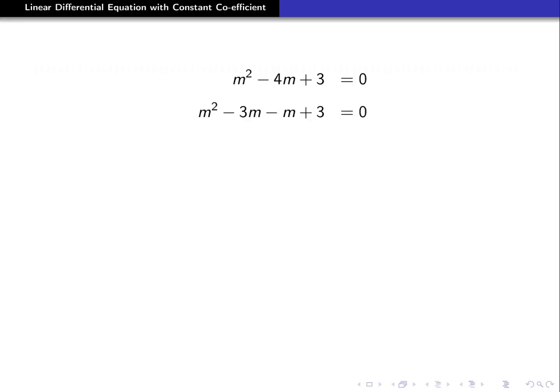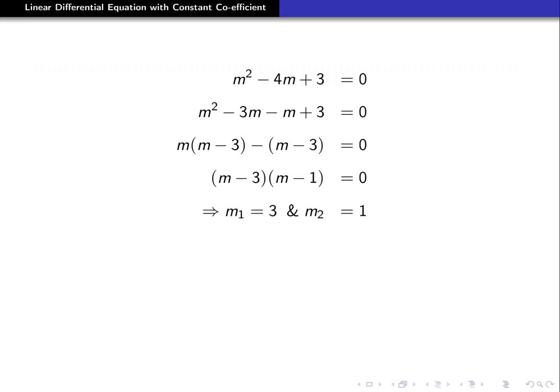Since it is a quadratic equation, two roots are there. So -4m I can split into -3m - m. Commonly bring out m from the first two terms: in the first term m² is there, bringing out one m leaves m; in the second term -3m is there, bringing out m leaves -3. So we get m(m - 3). Similarly, I can bring the negative outside from the third and fourth terms, so we get -(m - 3). The first term has m - 3, the other has m - 3, commonly bring out m - 3, we will get (m - 3)(m - 1). So the roots are m1 = 3 and m2 = 1.